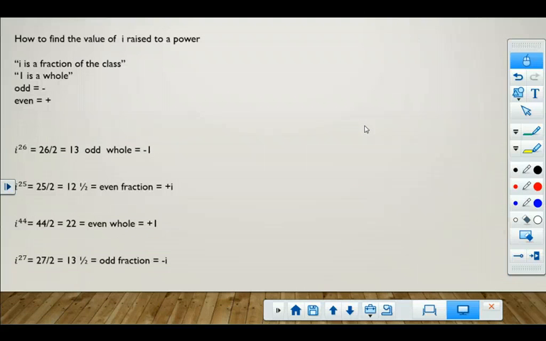Use Hubert's rule. i is a fraction of the class, 1 is a whole. If it's even, it's positive. If it's odd, it's negative. Write that down right quick because that'll help you out. Will you ever see this in my class? Probably not. Will you see it on a standardized test? Yes.